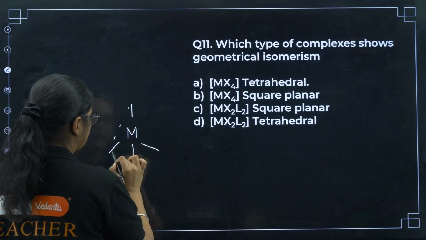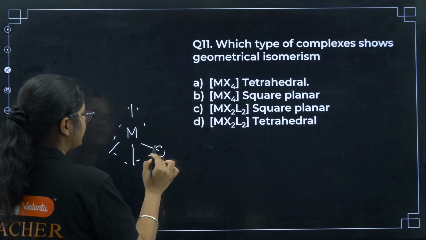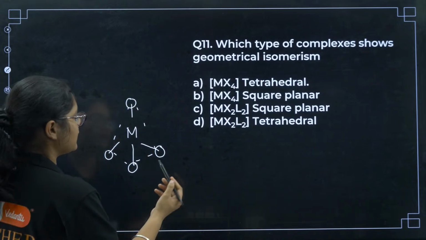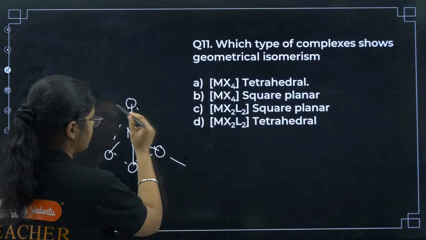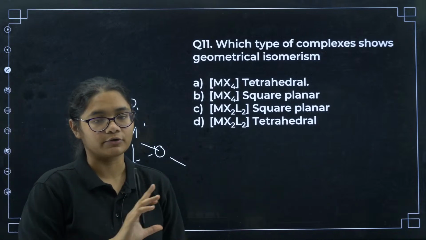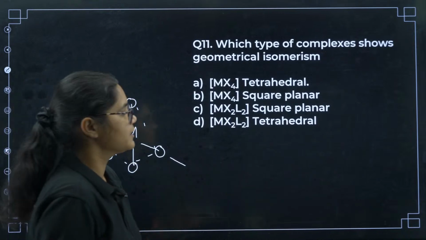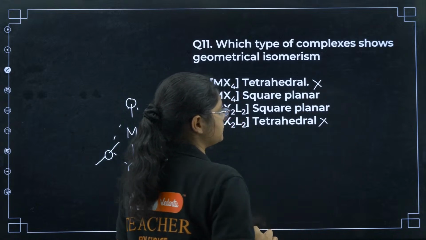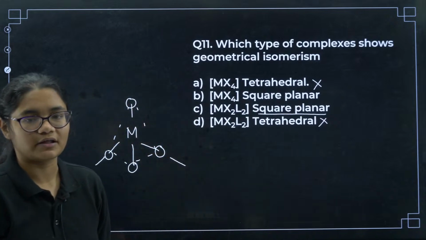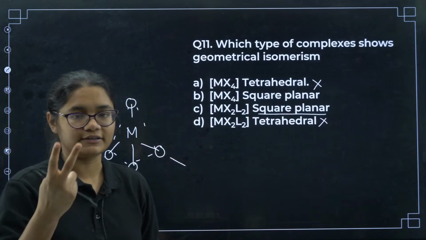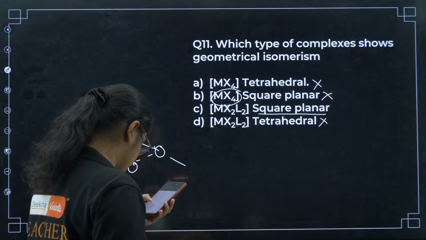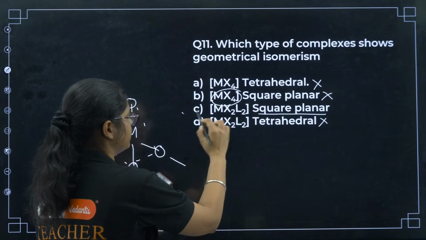So in tetrahedral geometry, what happens? The ligands are equidistant from the metal. So if you see this compound from this side, it will look the same. If you look from this side, it will look the same, right? So that is why tetrahedral molecules do not show geometrical isomerism. So I will eliminate tetrahedral options. Now in square planar, we have what type of geometrical isomerism? Cis and trans. So for having cis and trans, I should have at least two types of ligands. All the ligands are the same here, so this is also incorrect. So the correct answer will be option C.